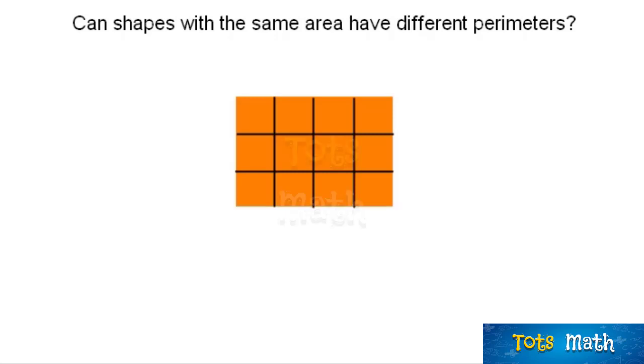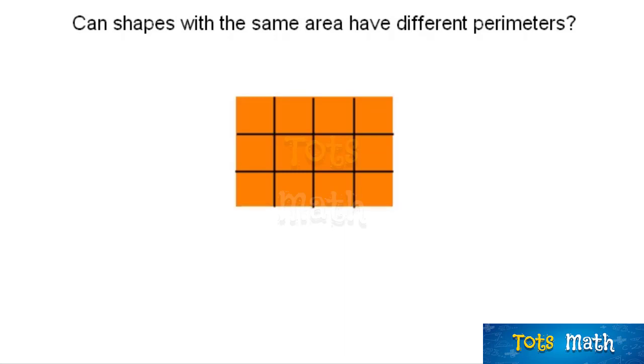Can shapes with the same area have different perimeters? Well, before we answer that question, let's make sure we understand the difference between the area of a shape and its perimeter. So I have on the screen an orange rectangle, and I've placed a grid on top of it.